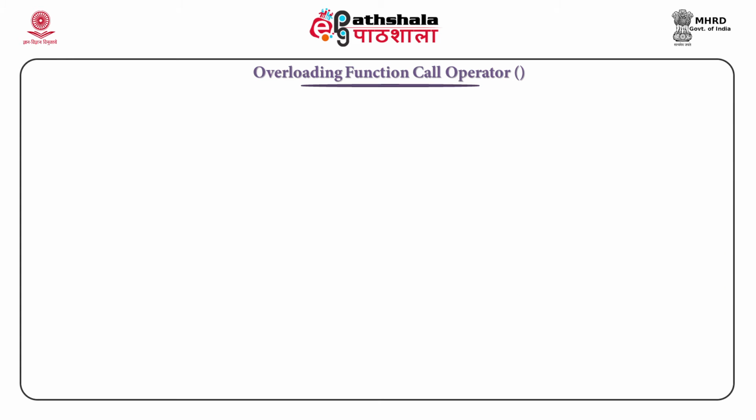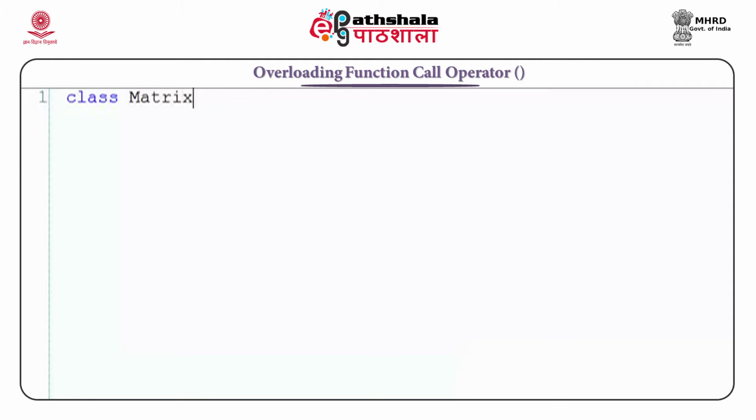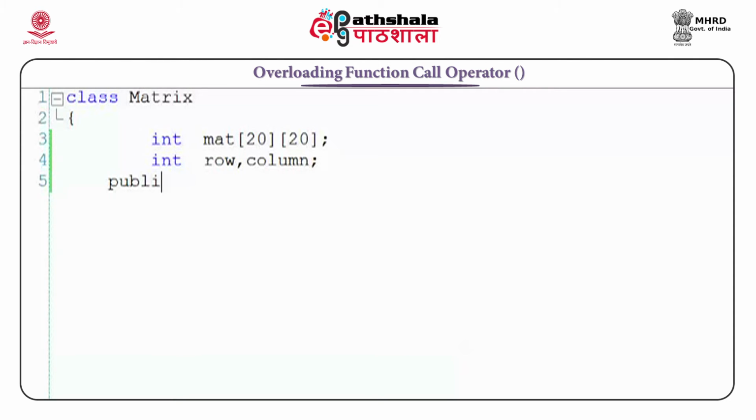Let us have a look at the class. If we define a class matrix which has two data members, one a two-dimensional array of dimension 20 by 20 and two integer variables row and column. We can have other relevant functions in this class like constructors and the functions for reading and writing. That is not the point of focus here. We can just see how we can overload this function call operator for this class.